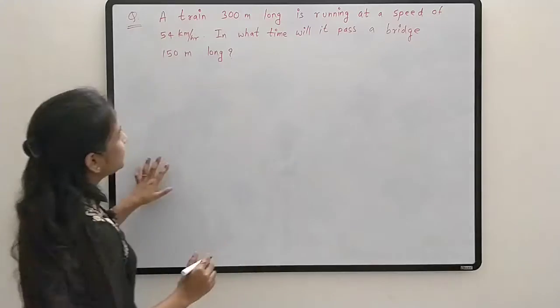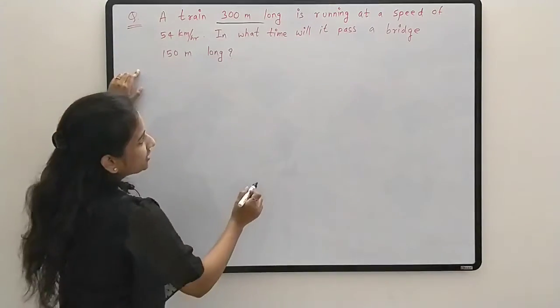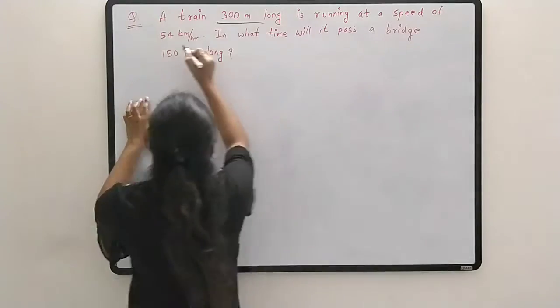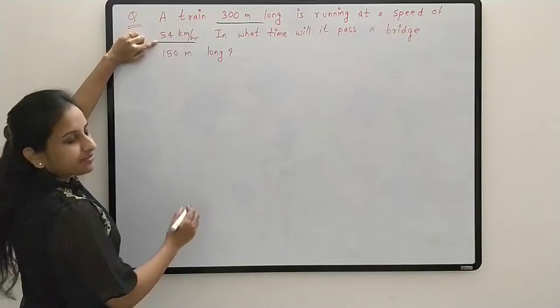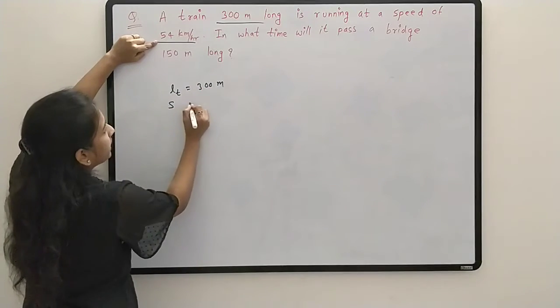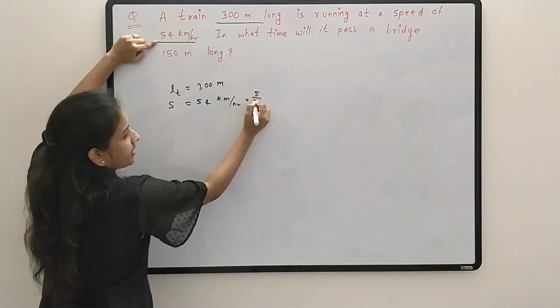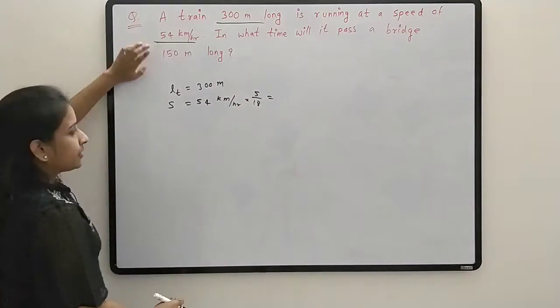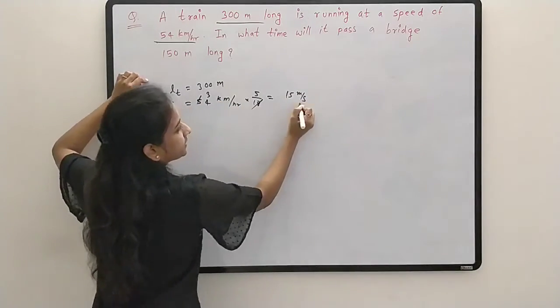Let's solve it together. See what is given in this question. A train 300 meter long is running at a speed of 54 km per hour. Length is given, speed is given. Okay, length of the train is 300 meter. Speed of the train is 54 km per hour. If we multiply it by 5 by 18, we will get meter per second. Okay, so 18 3s are 54, so 15 meter per second.